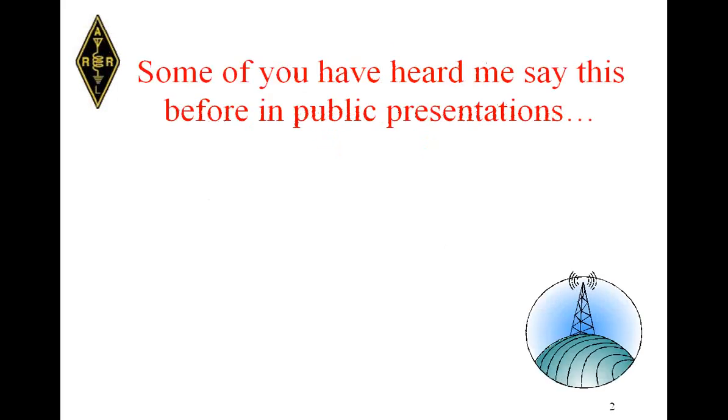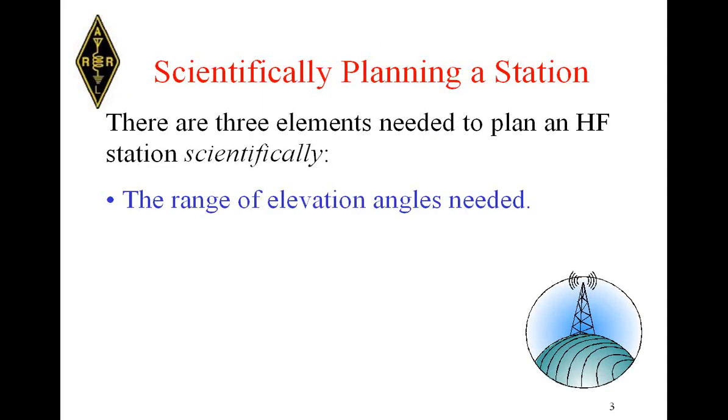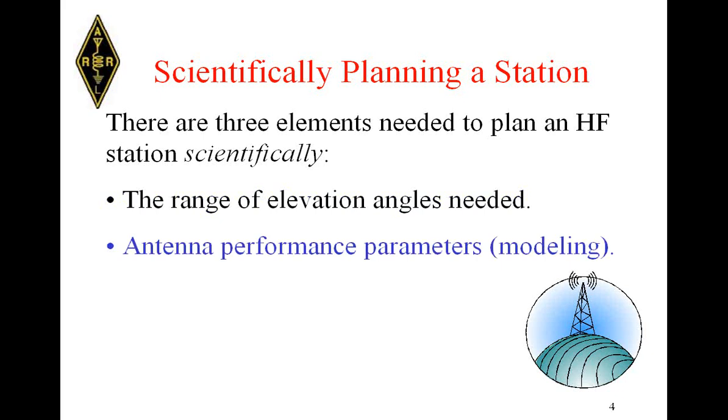Here we go. As I said, I've given hundreds of public presentations, and you have probably heard me, if you've heard me in other venues, say that if you want to scientifically plan a station, there are a certain number of elements needed to plan that station in a scientific manner. The first of these is the range of elevation angles needed to cover the areas that you want to cover. The second thing that you want to be able to understand is how your antenna performs, generally speaking, in free space or over flat ground.